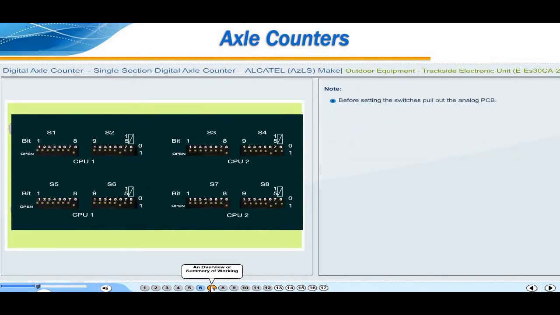Note: before setting the switches, pull out the analog PCB. Ensure that the switches have been firmly set to the correct position.